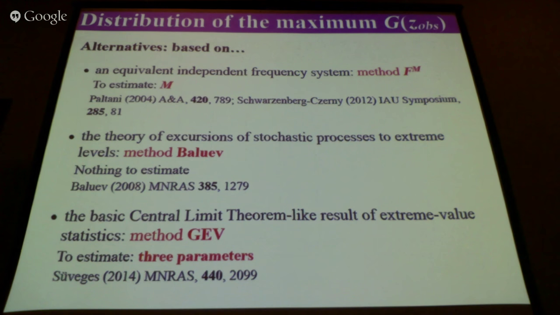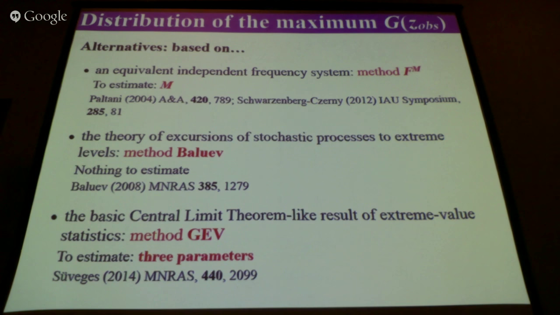I would like to discuss a bit more three different propositions from the literature. They are quite recent. First is that of Schwarzenberg-Czerny, based on the theory of Pantani. This is based on the definition of an independent frequency system. This frequency system does not exist. It is an imaginary frequency system. You don't have any independent frequencies in your periodogram. This is just a mathematical approximation to other systems. There is one parameter to estimate, M, which you can find with simulations, with the method in Schwarzenberg-Czerny and in Platon.